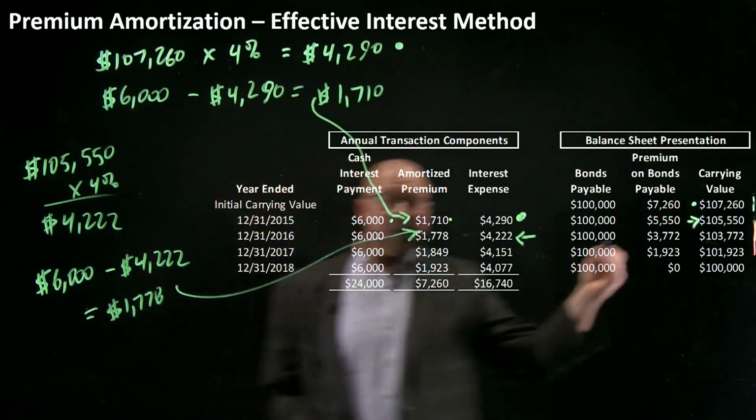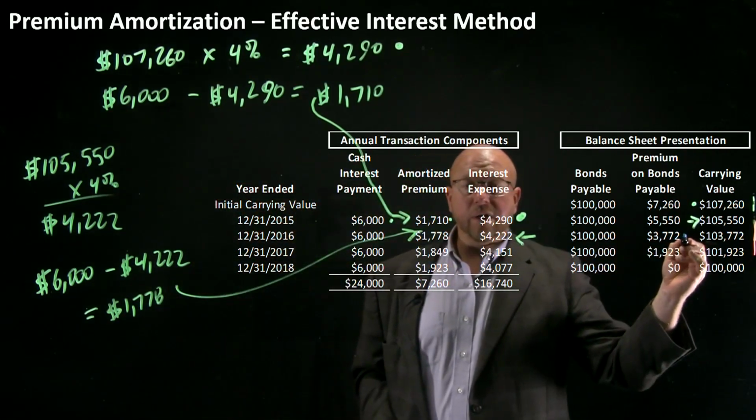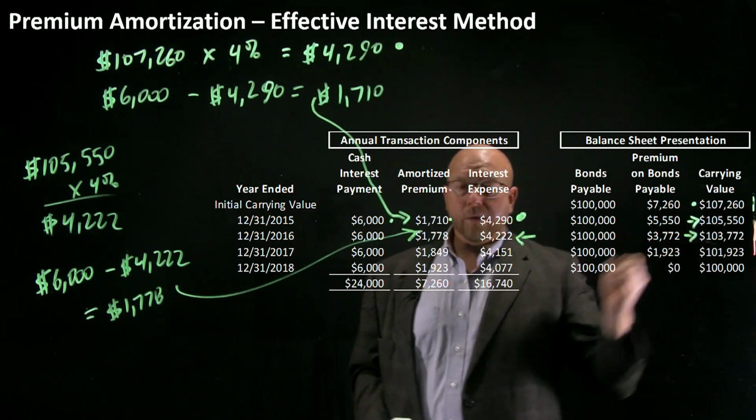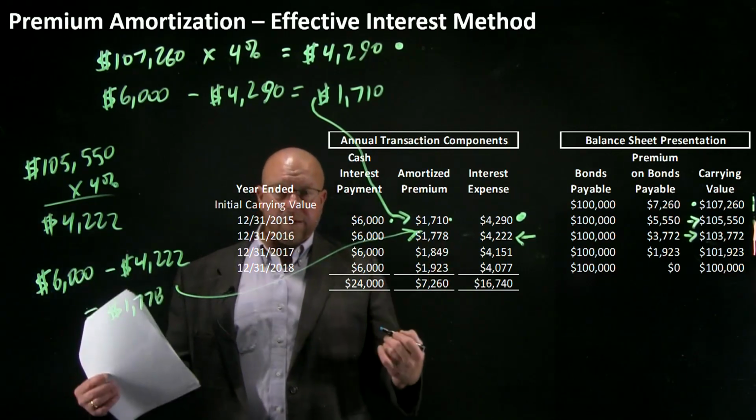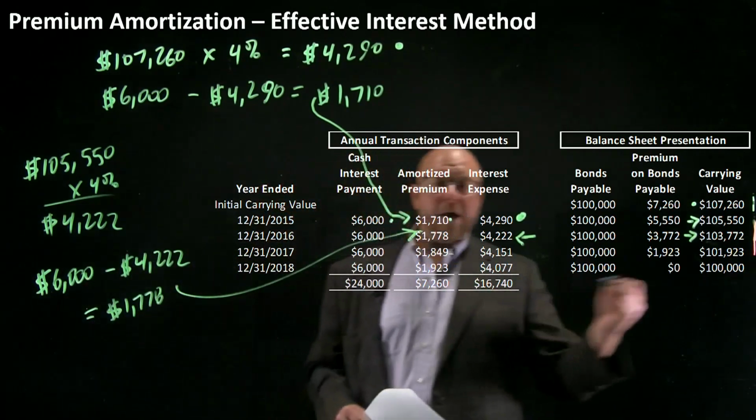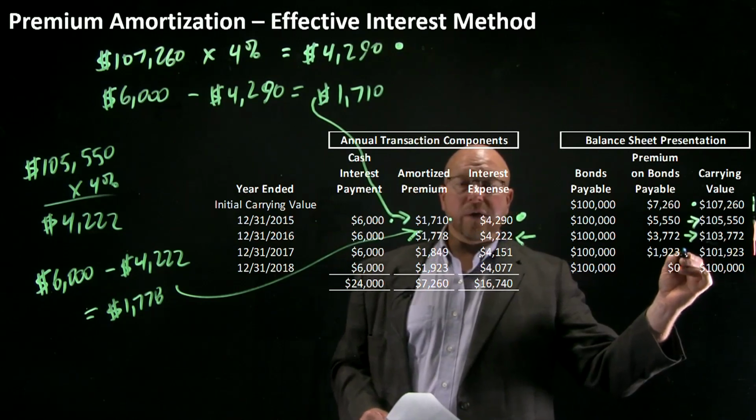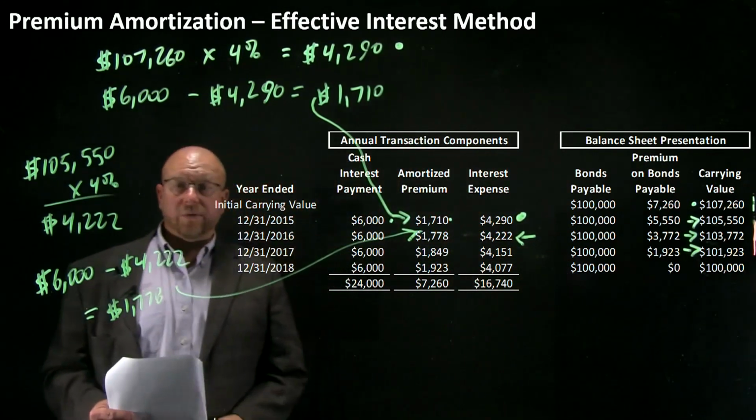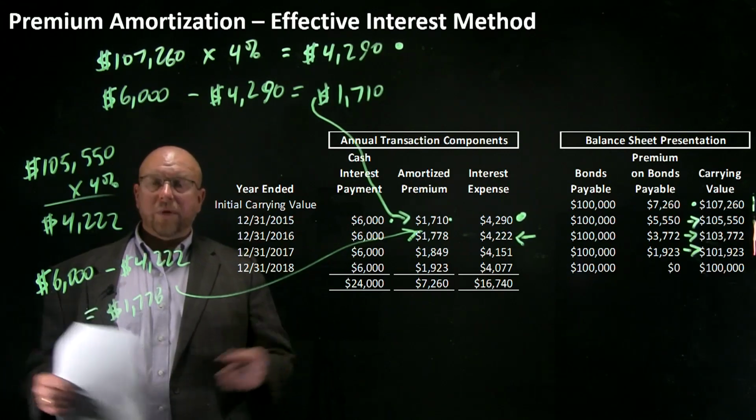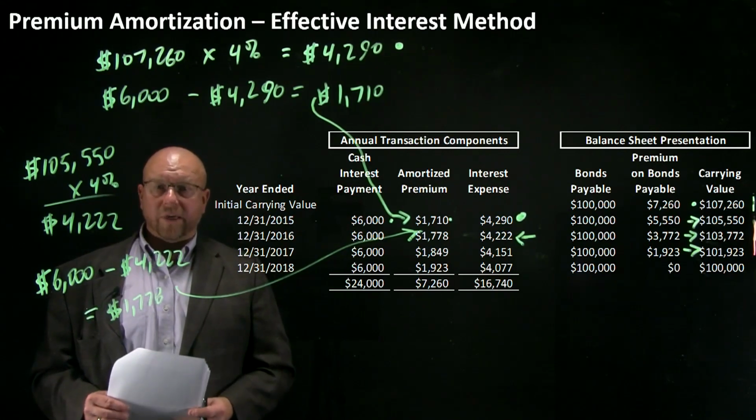And what you would do is, for 2017 and 2018, you would do the exact same thing. For 2017, you would take this new carrying value right here times 4%. It would give you the interest expense for 2017, and then you would reduce the premium. The carrying value would go down, give you this new carrying value here, multiply that times 4% for the final year's interest expense, and then we would be at maturity ready to repay the investors.